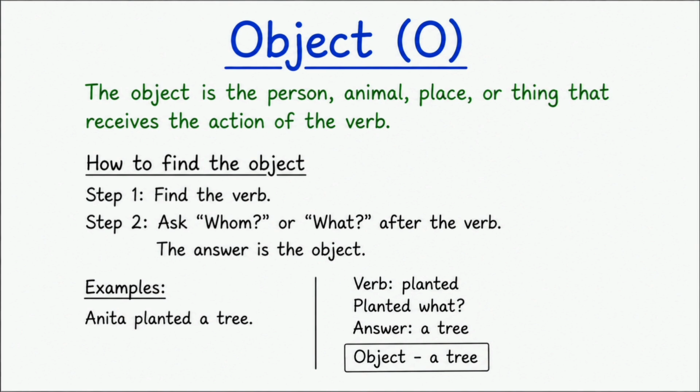Now, we should remember that all sentences do not possess an object. There are sentences without an object too. Example, the baby slept. Here the subject is the baby and the verb is slept. There is no object in this sentence. The stars twinkled. The subject is the stars and the verb is twinkled. Here also there is no object. The action does not pass to another person or thing.